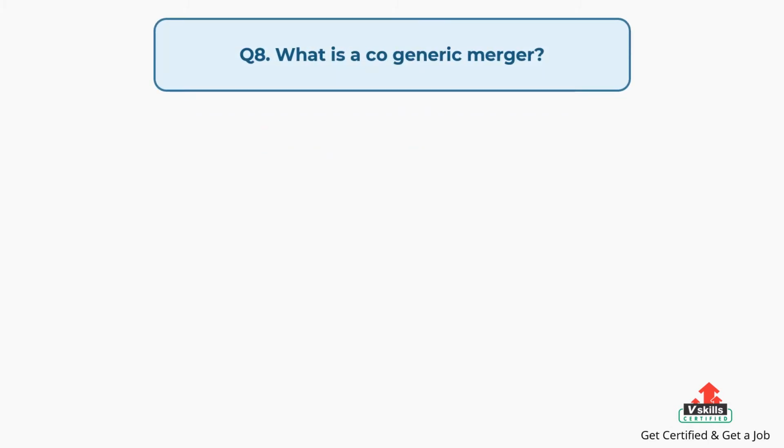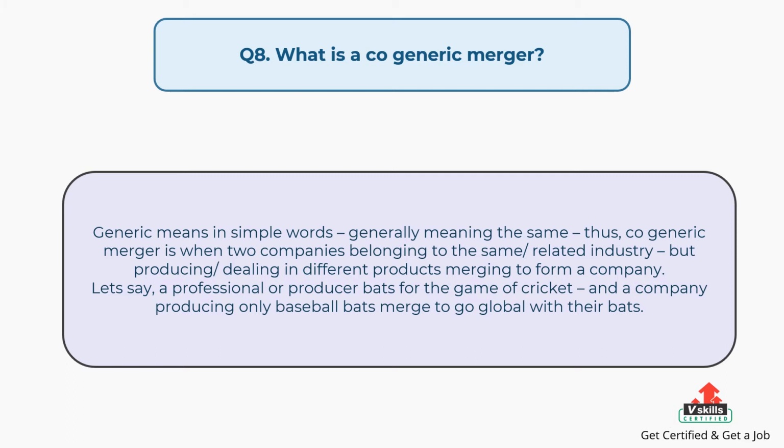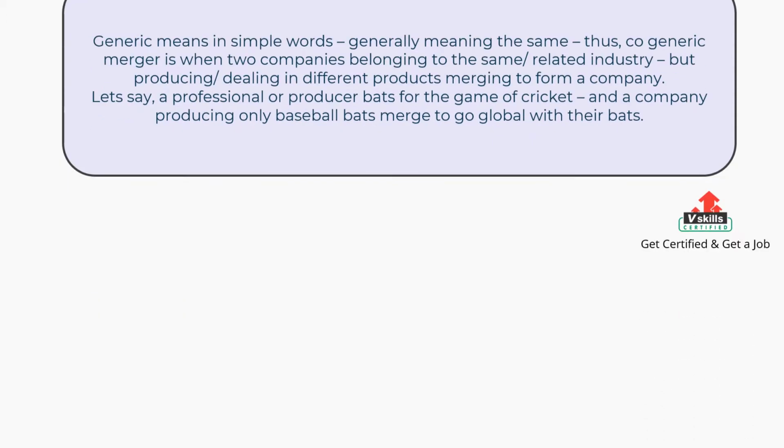Question number 8. What is a cogeneric merger? The answer is, generic means, in simple words, generally meaning the same. Thus, a cogeneric merger is when two companies belonging to the same or related industry, but producing or dealing in different products, merge to form a company. Let's say, a producer of bats for the game of cricket and a company producing only baseball bats merge to go global with their bats.